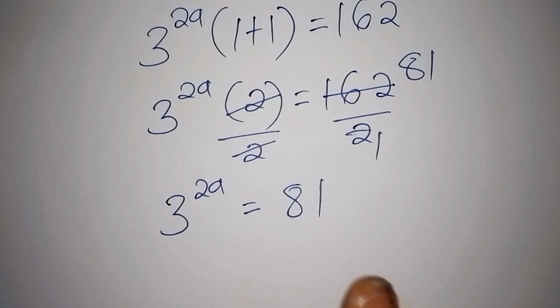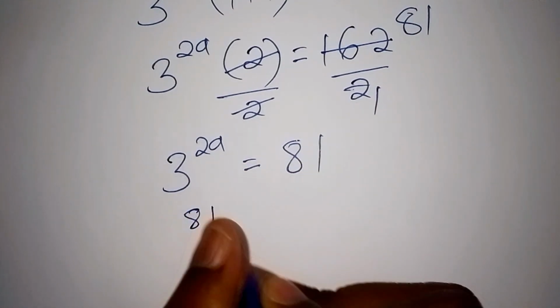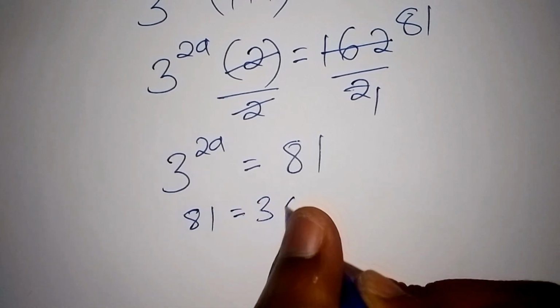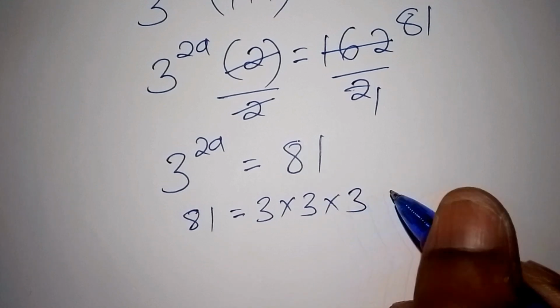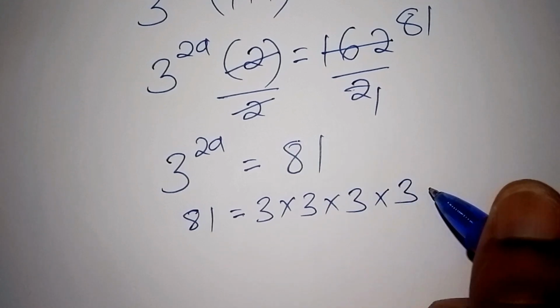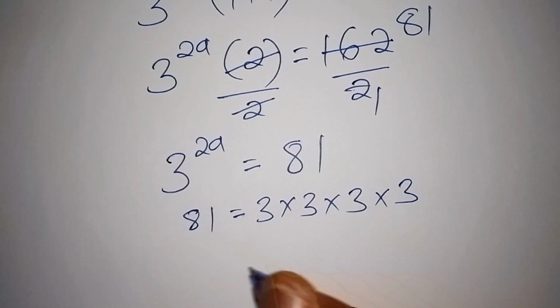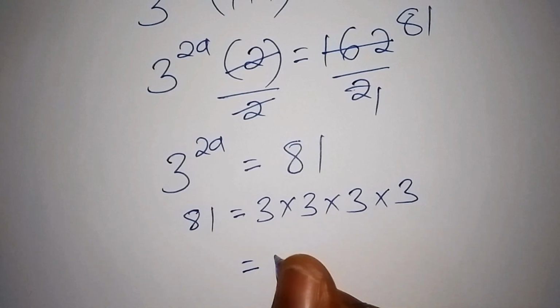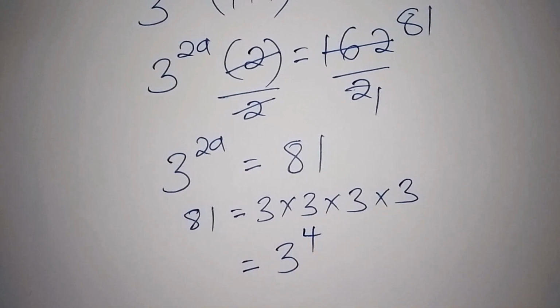Here we need to change 81 to a base and an index. Suppose we have 81, we can say that 81 is equal to 3 multiplied by 3 is 9, then 9 again multiplied by 3, we shall have 27, then 27 multiplied by 3, the result shall be 81. When we now change it into the form of a base and an index, this is equal to 3 to the power of 1, 2, 3, 4. So 3 to the power of 4. So 81 is equivalent to 3 to the power of 4.